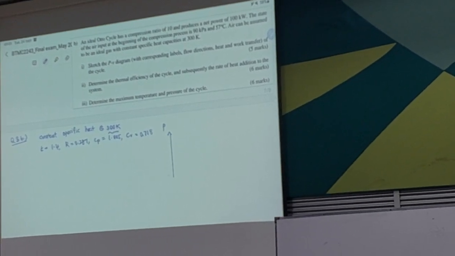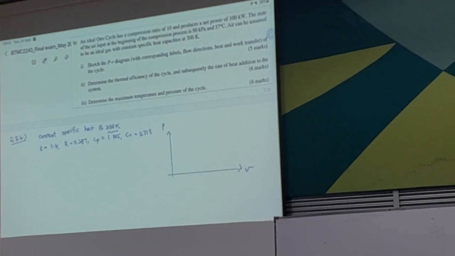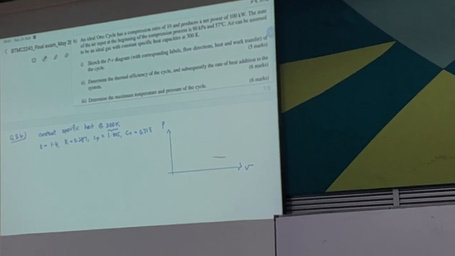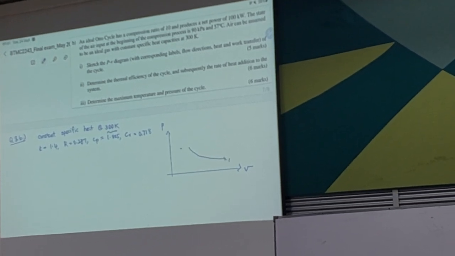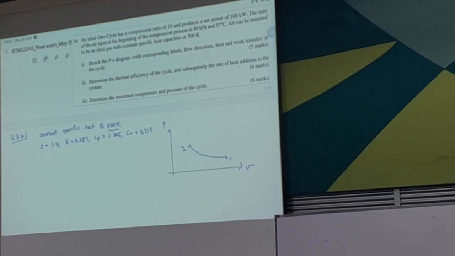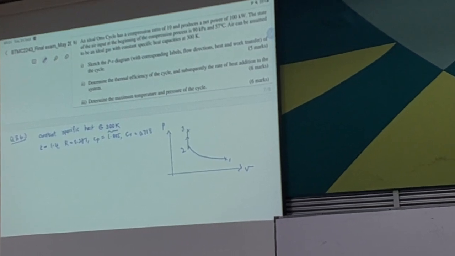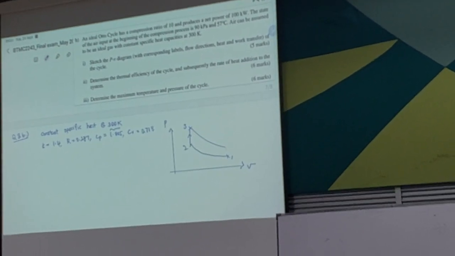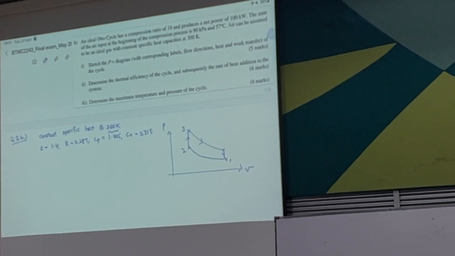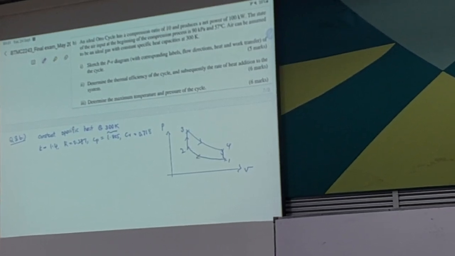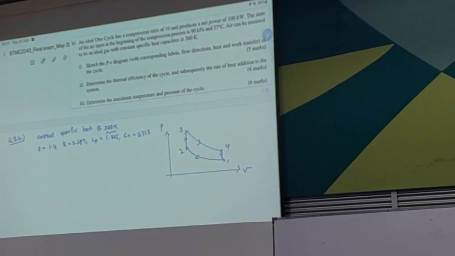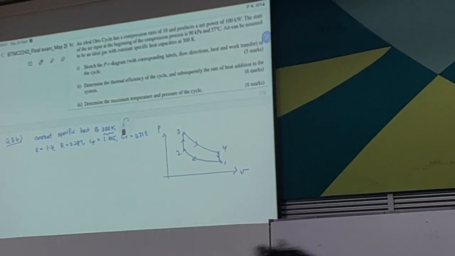So the PV diagram for an Otto cycle is just 1, 2, 3, 4. Okay, so the direction is labeled. We know that this is the BDC, this is the TDC. You want to say V1, V2 also okay, it doesn't really matter there.